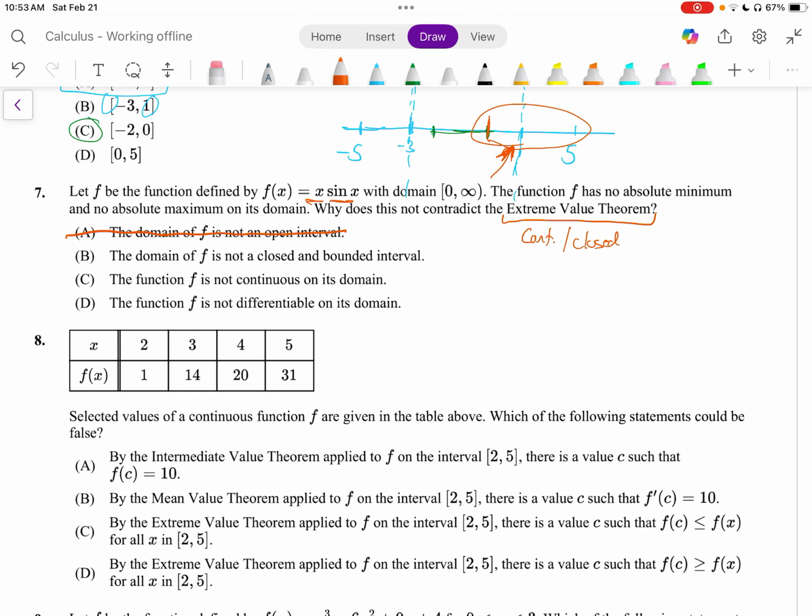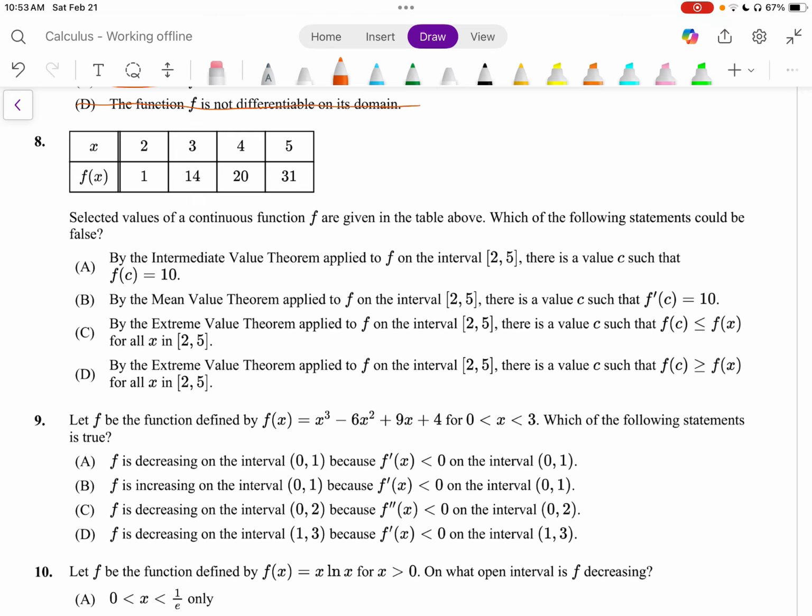The domain of f is not closed and bounded interval. That looks like it's our correct answer. This one says it's not continuous. It is continuous. This one says it's not differentiable. It is differentiable. So our answer definitely is B.